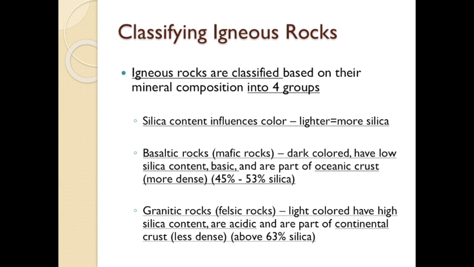One thing to think about, these are more dense and these make up the oceanic crust, and this will play more of a role when we talk about plate tectonics. But basaltic rocks usually have 45 to 53% silica within them.